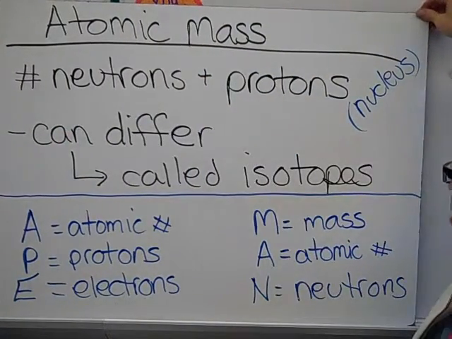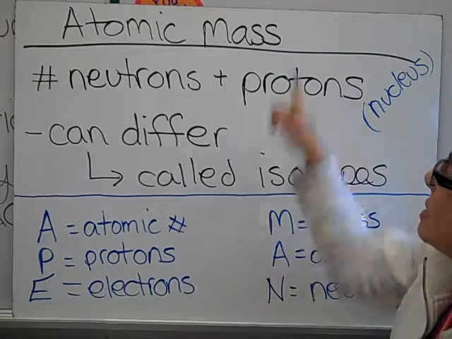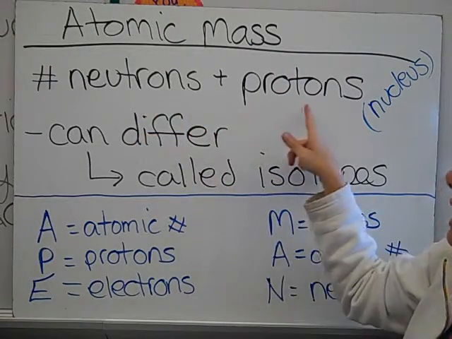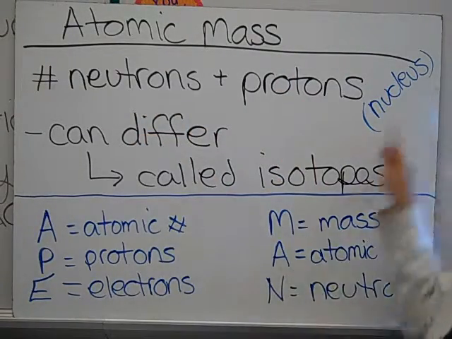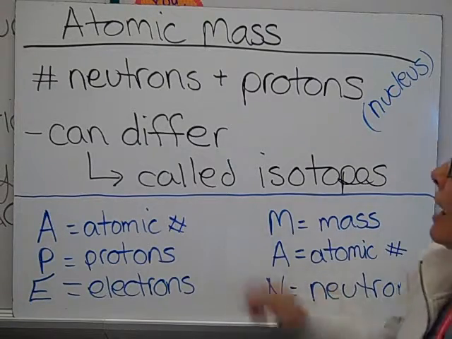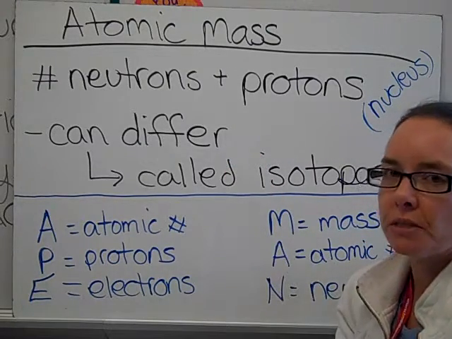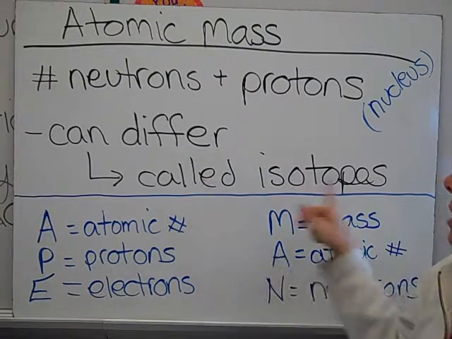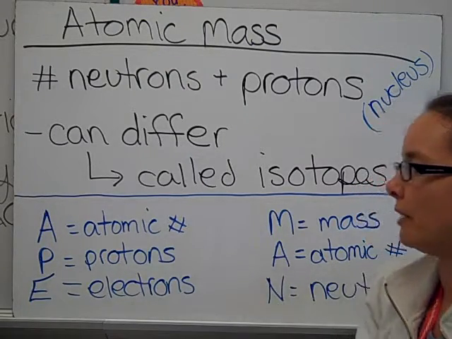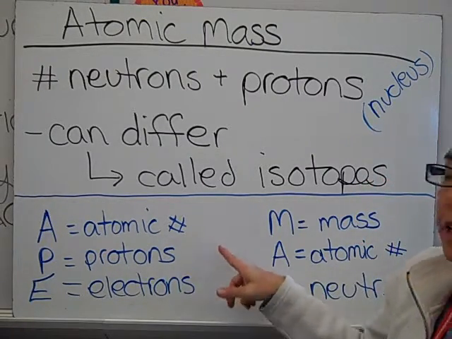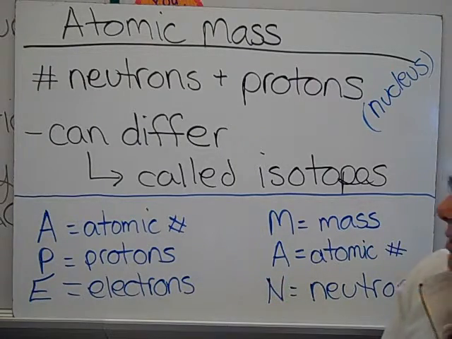And finally, atomic mass. Atomic mass is the number of neutrons and protons added together, so it's the entire nucleus. And the atomic mass can differ between the same type of element, and these are called isotopes, and we'll talk more about that later. But here's some acronyms that might help you remember some of this stuff.